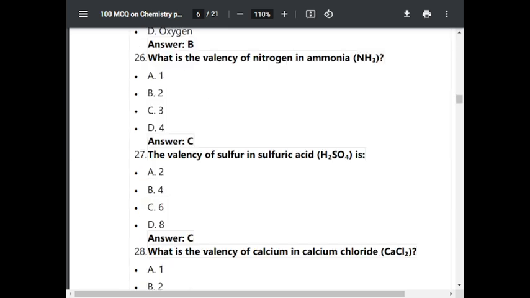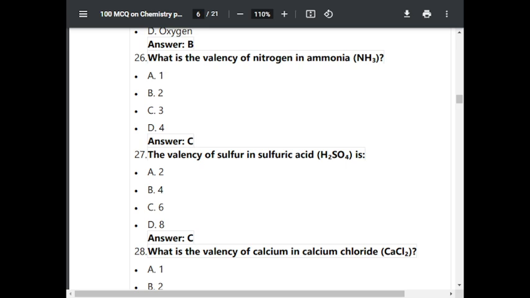Question number 26. What is the valency of nitrogen in ammonia, NH3? Option A 1, option B 2, option C 3, option D 4. The correct answer is C, 3. The valency of nitrogen in ammonia is 3. The option C is correct.